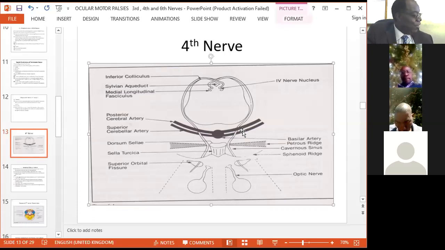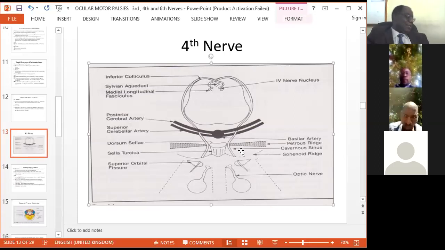The lesion will be on the same side. Understand? But where is this same side of the lesion? Well, it's on the same side, but it originates from the other side. The nucleus is on the other side because there is this crossover before coming here. That's what people must understand.